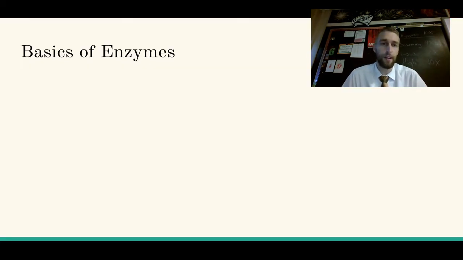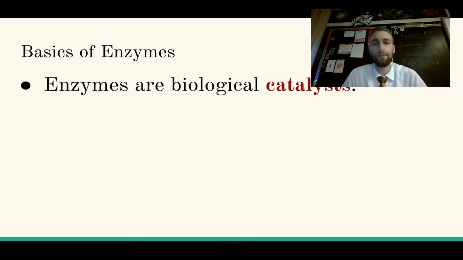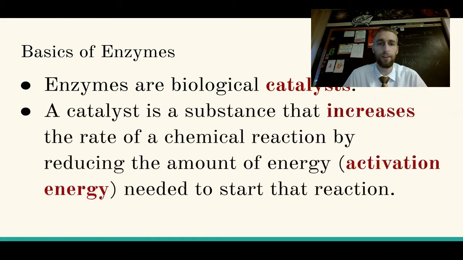So, basics of enzymes. What are they? Enzymes are biological catalysts. Cool. Well, what's a catalyst? Great question. A catalyst is a chemical substance that increases the rate of a chemical reaction. Usually it does that by reducing something called the activation energy, which is the amount of energy that is needed to start the reaction. So it takes a reaction that would happen on its own but is either really, really slow or needs a really, really high temperature, and it lowers the energy needed to get the reaction started so it can start and keep going.